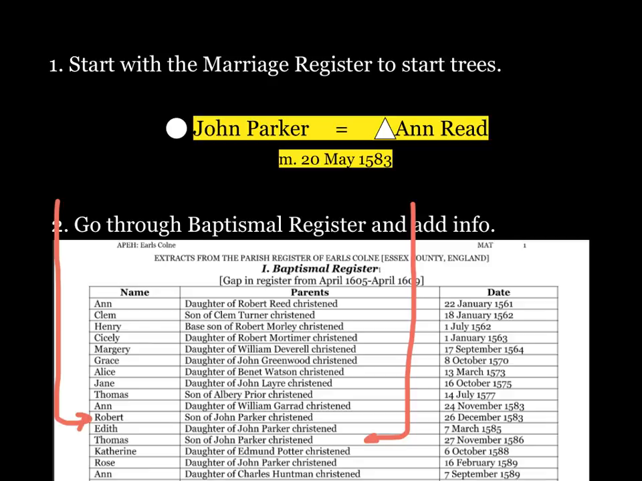Now you'll be able to tell based on the years when the kids of the marriage have all been accounted for. But remember, you're going to note down their names, their dates, etc.